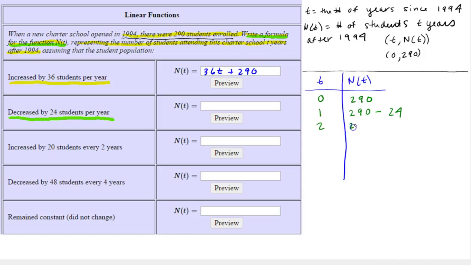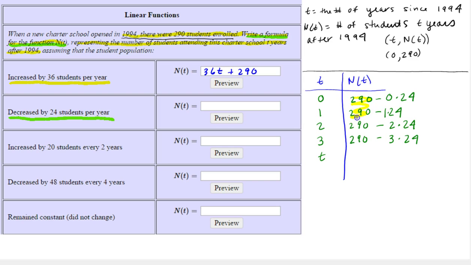2 years later, we'll have 290 students, but we're going to subtract off 2 groups of 24 students, totaling 48, but again, I want to see this pattern. 3 years later, we have our 290. We lose another 24 students from the previous year, and 3 groups of 24 students from the original year, so 3 times 24. And again, we could think of this as 1 times 24, and we could think of this as 0 times 24.